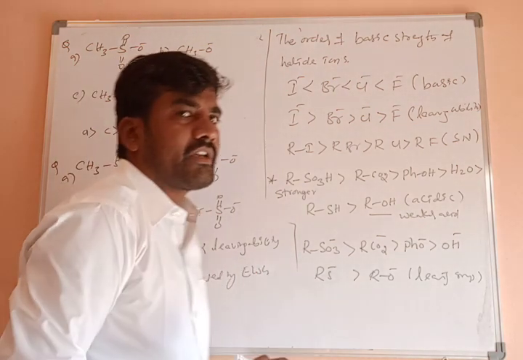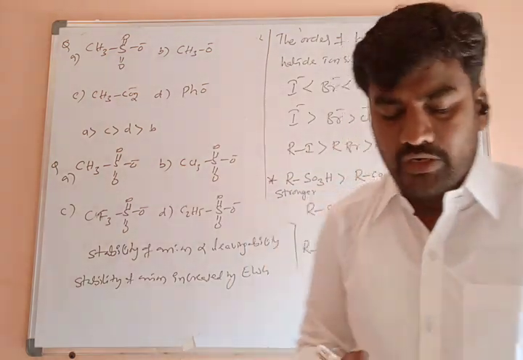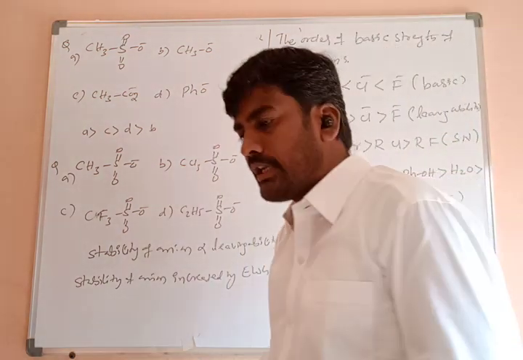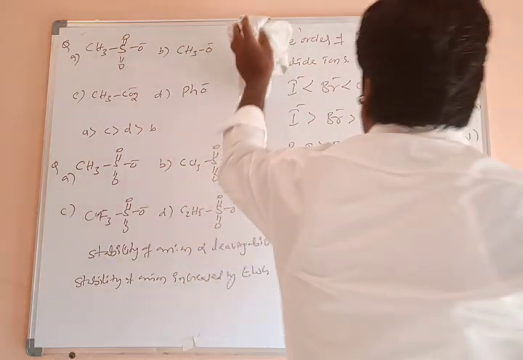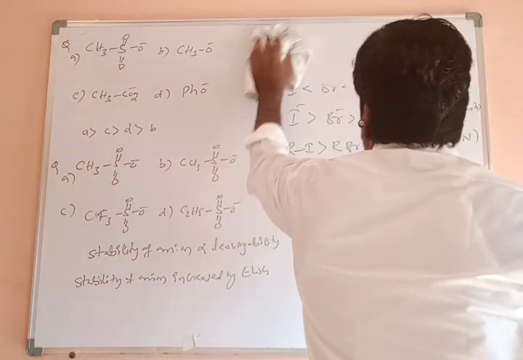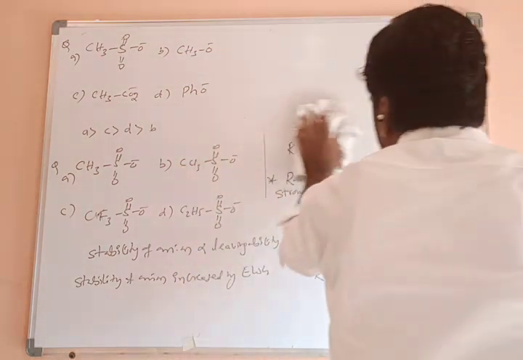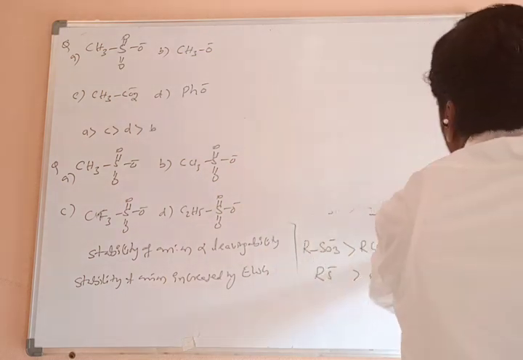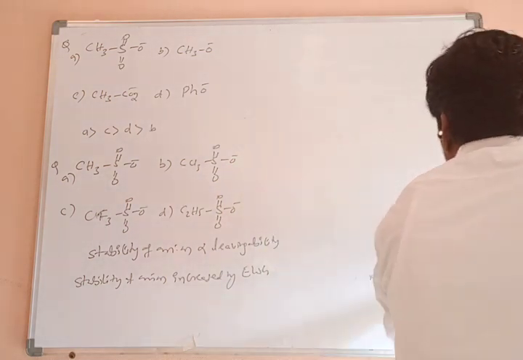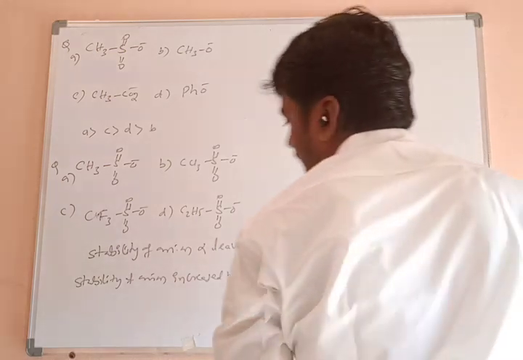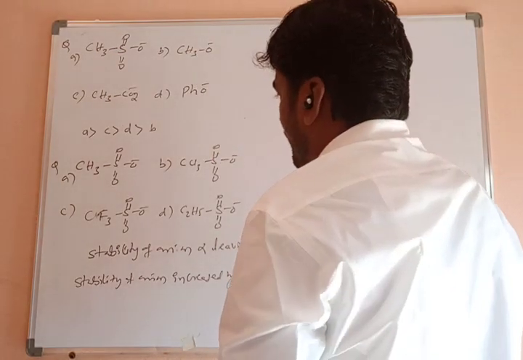For example, electron withdrawing groups are attached on the anion. Then what happens? The negative charge on the anion decreases. Due to the decrease in the negative charge, the stability of that anion increases automatically, and leaving group ability increases. Clear? Now, question number 2.